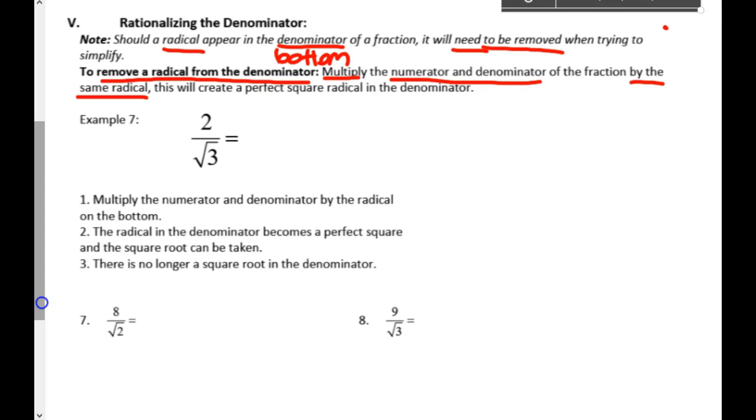I look at number 7. I look at the bottom. I see a square root on the bottom. This is one of those mathematical no-nos.